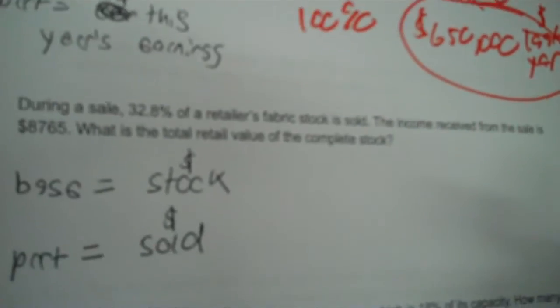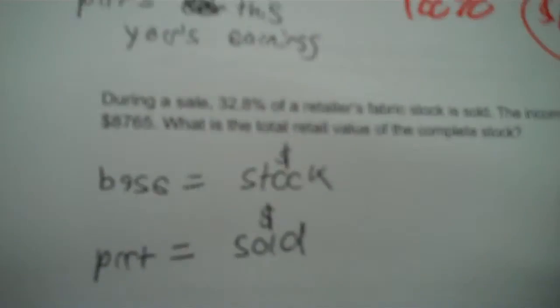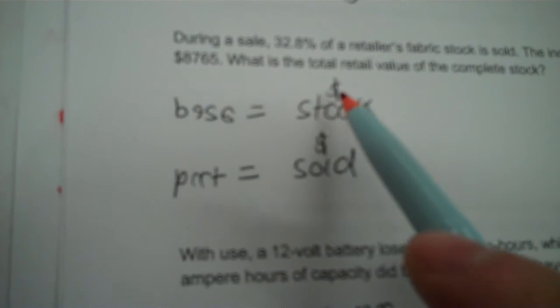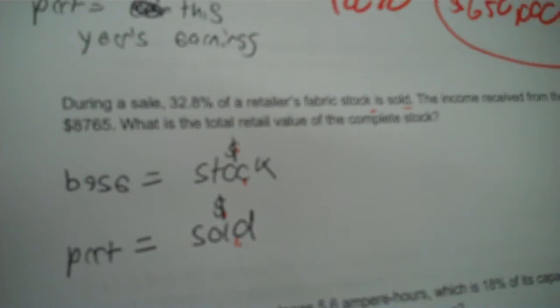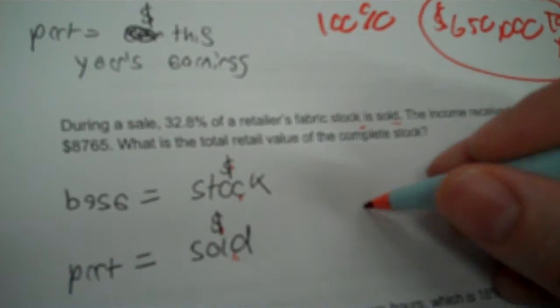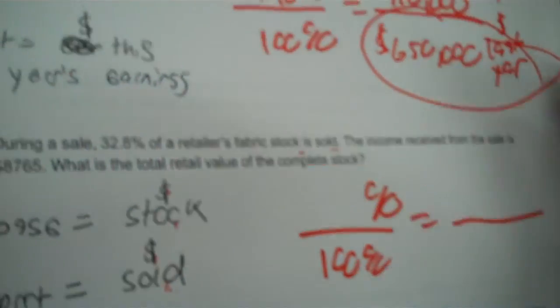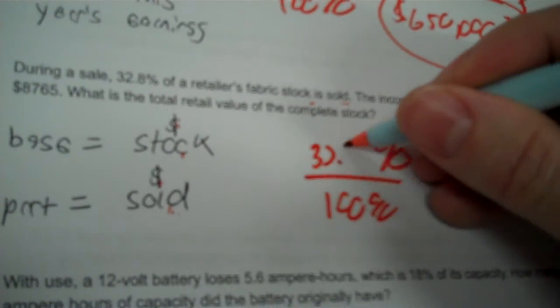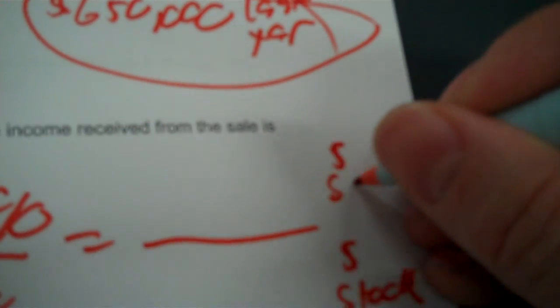Okay, during a sale, 32.8% of a retailer's fabric stock is sold. Of his stock, so the base is the money he has of stock. The part is how much was sold. The income received from the sale is $8,765. What's the total retail value of the complete stock? So we have 32.8 of the fabric stock. So again, the base is the money they have in stock, invested in. The part is the money that they sold.